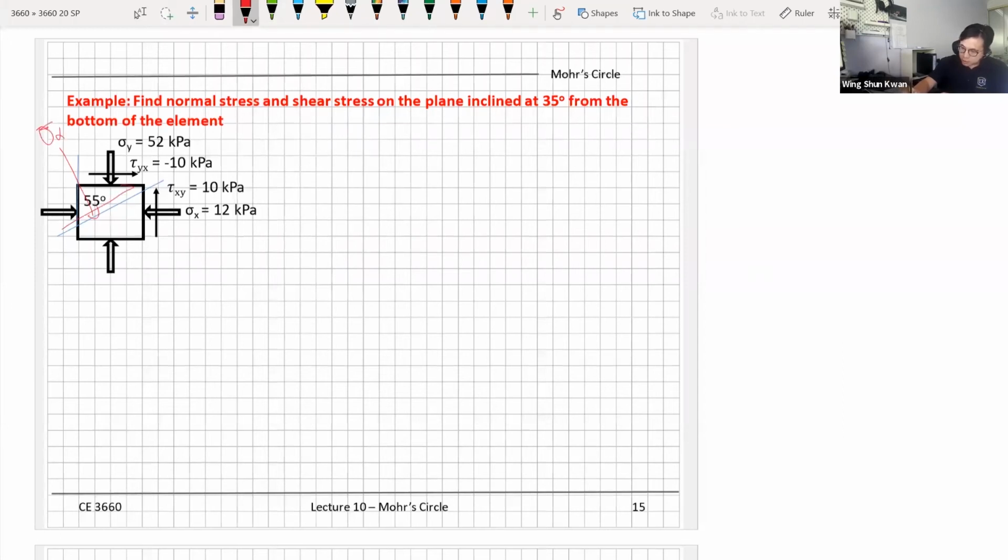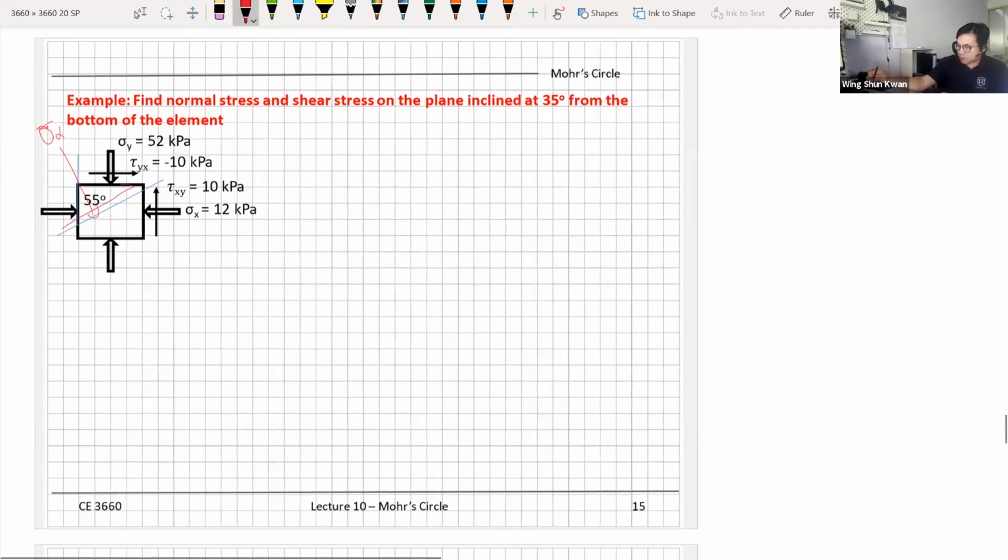So you don't know the directions, but we'll find out later. Even the sigma alpha is not necessarily positive. Remember, we define positive for compressions, and tensions to be negative. If we find out the sigma alpha is negative, then the normal stress sigma alpha should be pointing up instead of pointing down. Likewise, clockwise or anti-clockwise for the shear stress depends on our solutions.